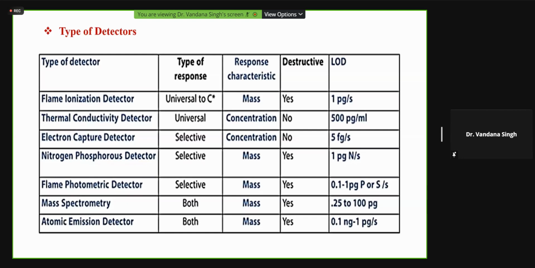What are some practical aspects that we have to keep in mind before going for the GCMS? First thing that we have to keep in mind is whether our analyte or sample is volatile or not, or whether it is thermally stable or not.